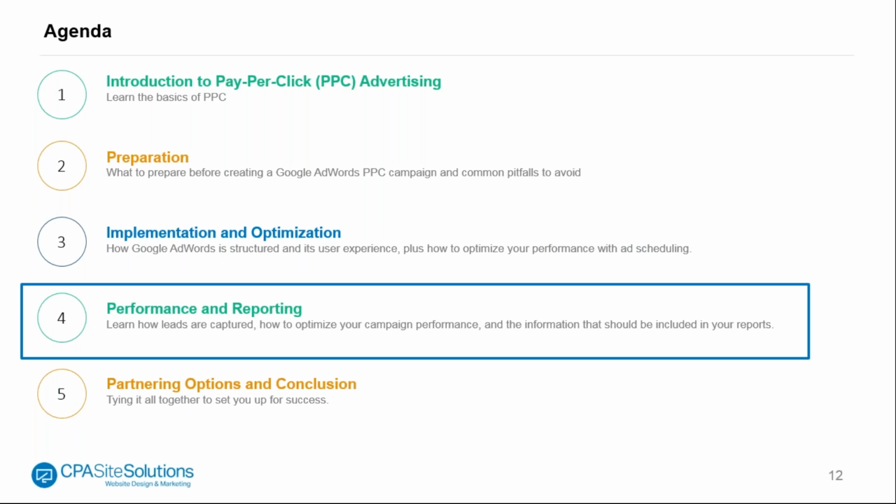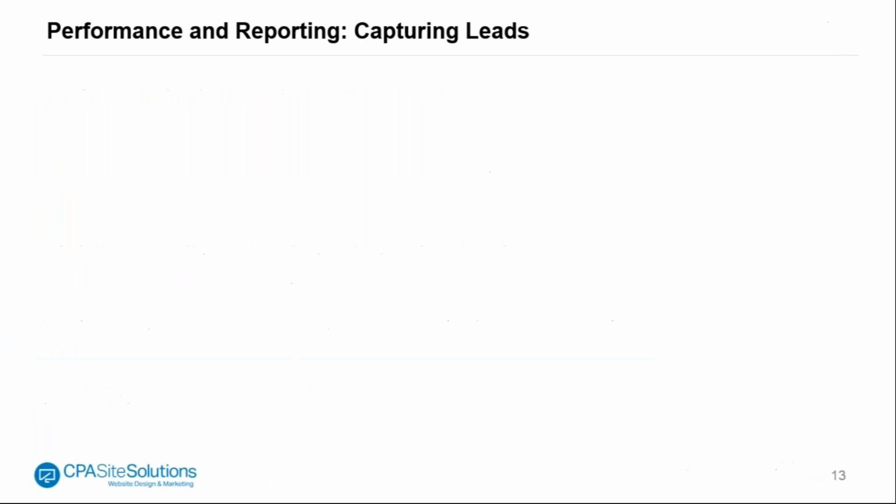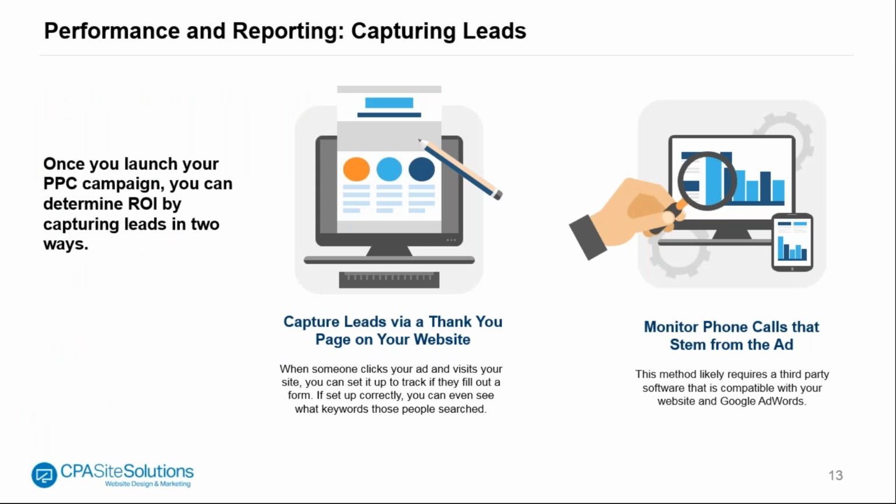All right, we're going to go ahead and move on to performance and reporting, and these are some of the things that you should look out for when you're running your campaign. Once you launch your PPC campaign, you can determine your ROI by capturing leads in two ways. The most common way of doing it is by designating a thank you page on your website that is triggered when someone submits a form on your landing page.